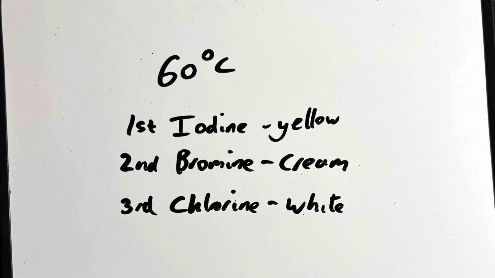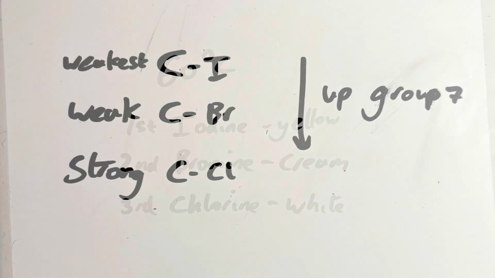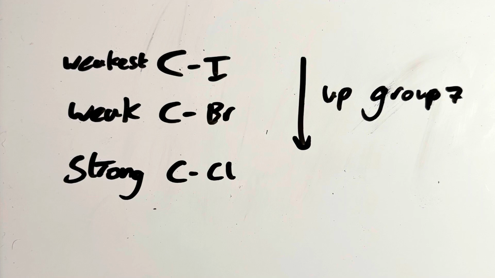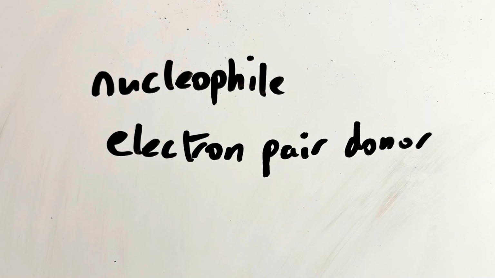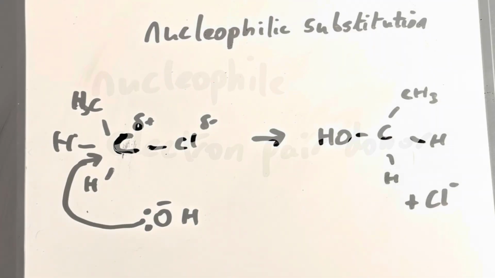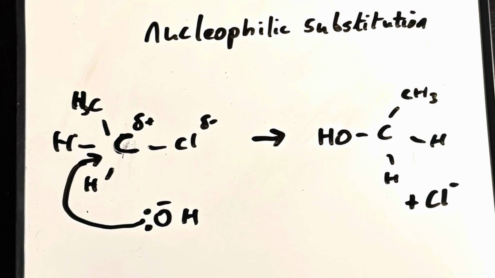Now, if you were to do these all at once, they would come out at different times, and you can see the order at which they come out here. So iodine is the fastest and chlorine is the slowest, and that's because as you go up group 7, your carbon to halogen bond becomes much stronger. This is another term you need to know, nucleophile, which means electron pair donor. And then here comes the mechanism that comes with it, nucleophilic substitution. So you can see it here. It's how you get from haloalkanes to alcohols.